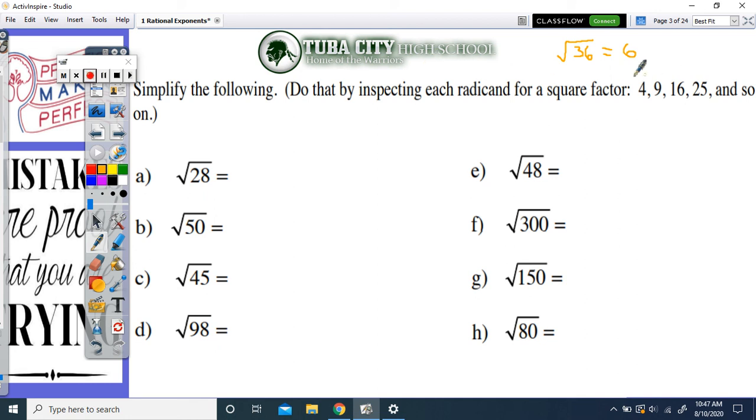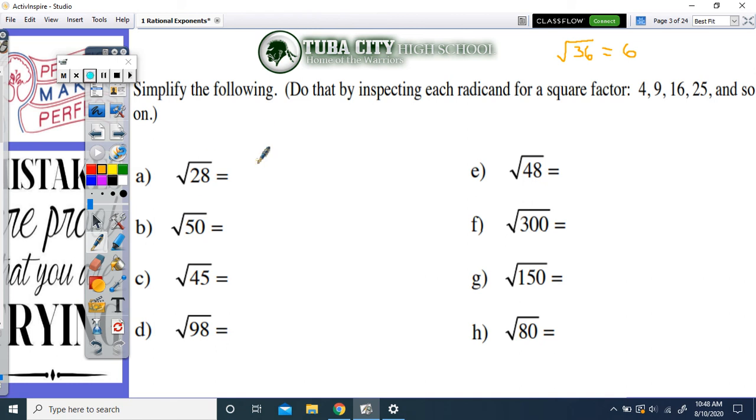Now, 36 is a square number, just like these are square numbers, 4, 9, 16, and 25. So 4 is 2 times 2, 9 is 3 times 3, 16 is 4 times 4, and lastly 5 times 5 is 25. So you're taking two numbers, the same number, and multiplying them together to get a square number. In this case, they call it a square factor.